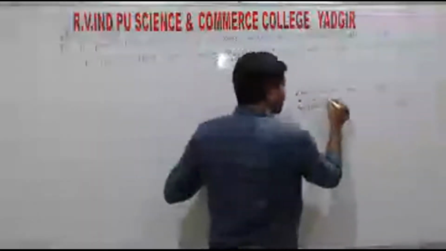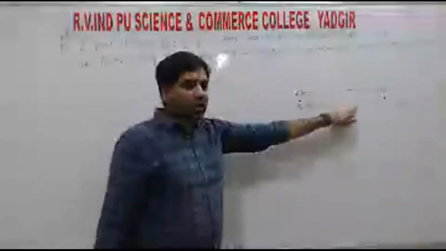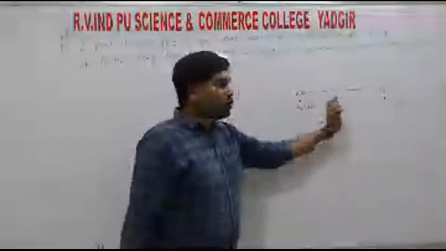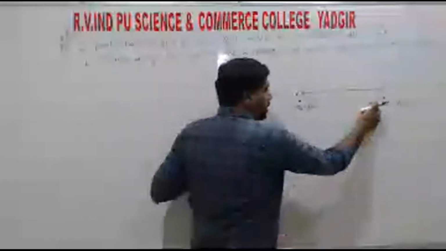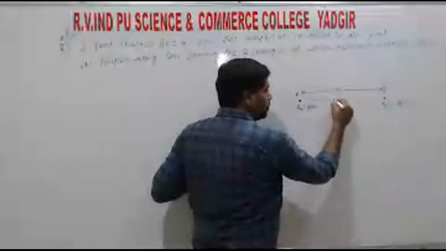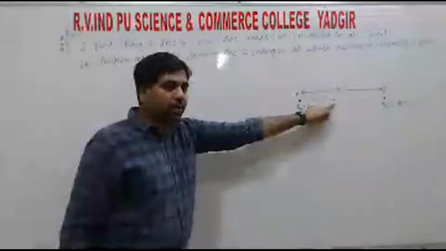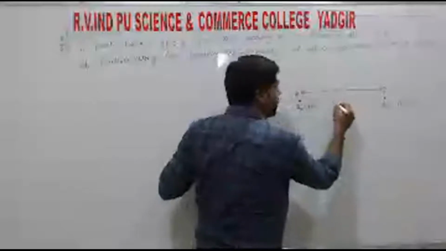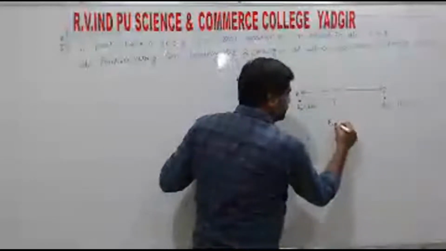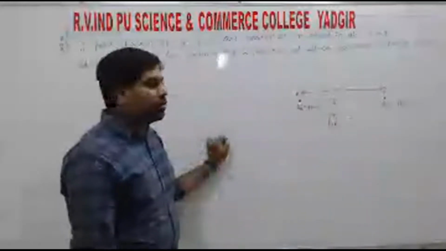Next, what they are saying is find the position along the line joining the two charges. If you draw a straight line between the two charges, this gives the line joining. Somewhere on this line joining between the two charges, the resultant intensity is zero. That means if we consider this point as P, at P the resultant electric field is equal to zero, right?